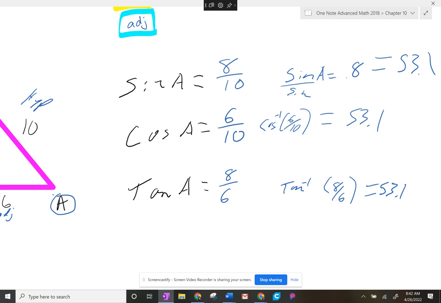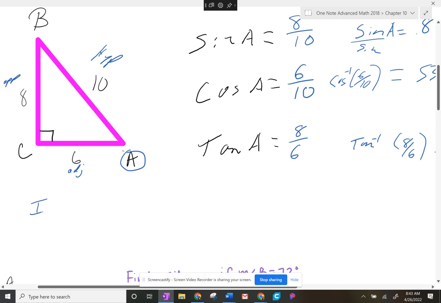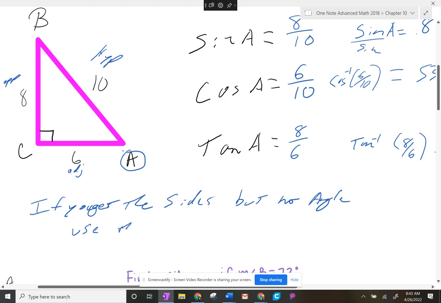Anyway, I'm going to write this little note down for you. If they give you the sides but not an angle, you need to use the inverse function. On your calculator, it's like where it has to the second power. It'll be like sine to the -1. This -1 is what shows that it's the inverse power.